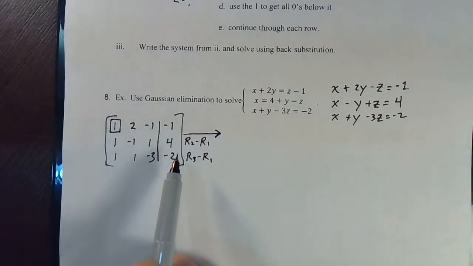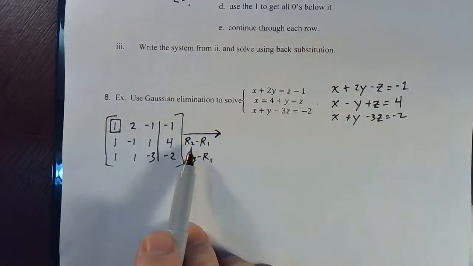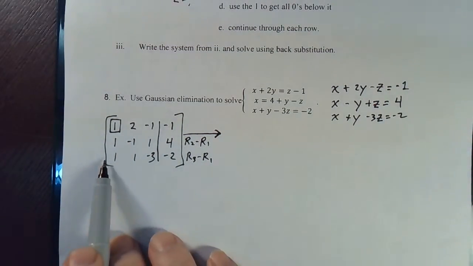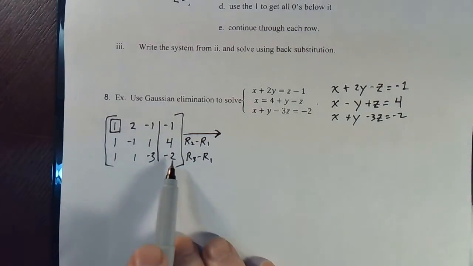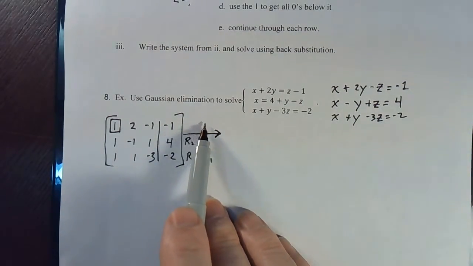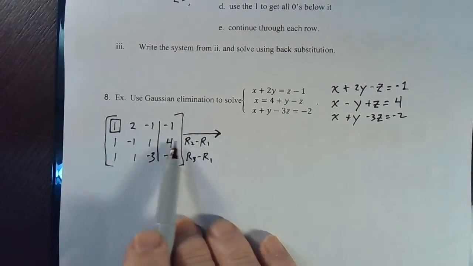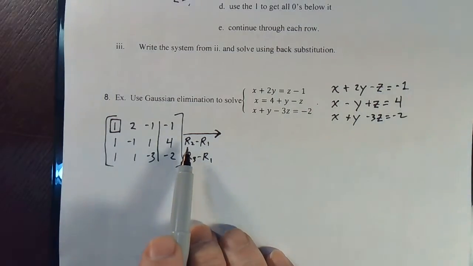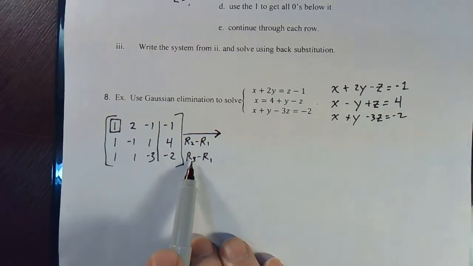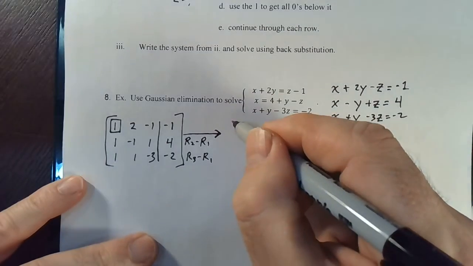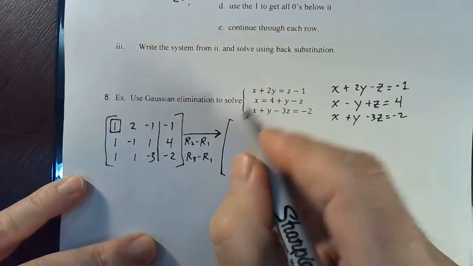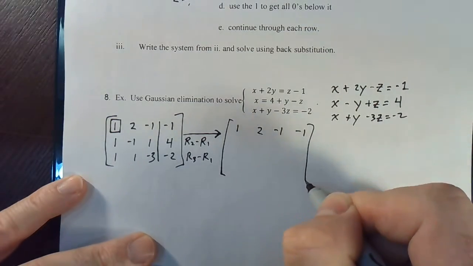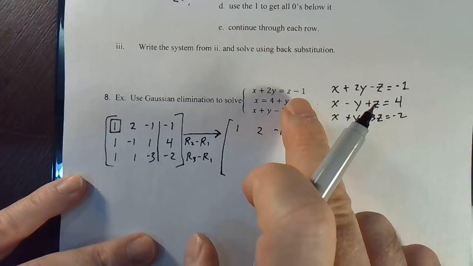If you didn't notice, I like to write the row that's changing, row 2 minus row 1, on row 2. And row 3 minus row 1, we're changing row 3, I like to write it right there instead of up here. It makes it much more clear if you put this on the row that you're changing. Row 2 is changing here, row 3 is changing here. All right, so row number 1 is not going to change. 1, 2, negative 1, negative 1. And as you can see, I'm kind of going downhill here just to avoid this system up here.